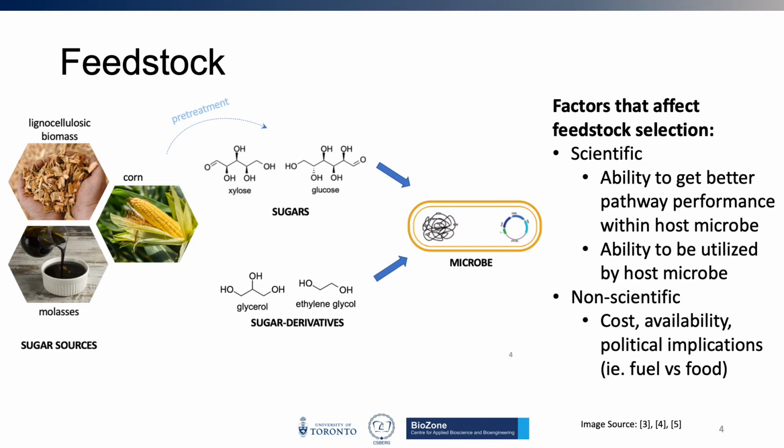There are scientific and non-scientific factors that affect feedstock selection. From a scientific standpoint, selecting a feedstock that will get better performance out of the pathway needed to produce the target chemical, and one that is easily utilized by the host microbe, is advantageous. From a non-scientific standpoint, the cost and availability of the feedstock are important to think about. How expensive is it? Is it available nearby?